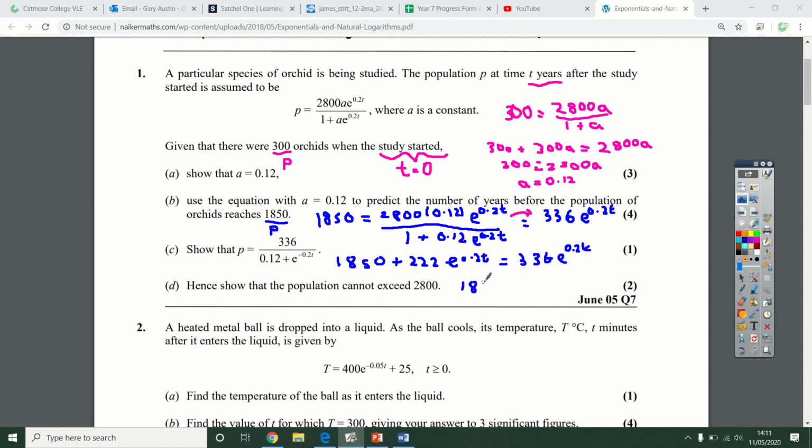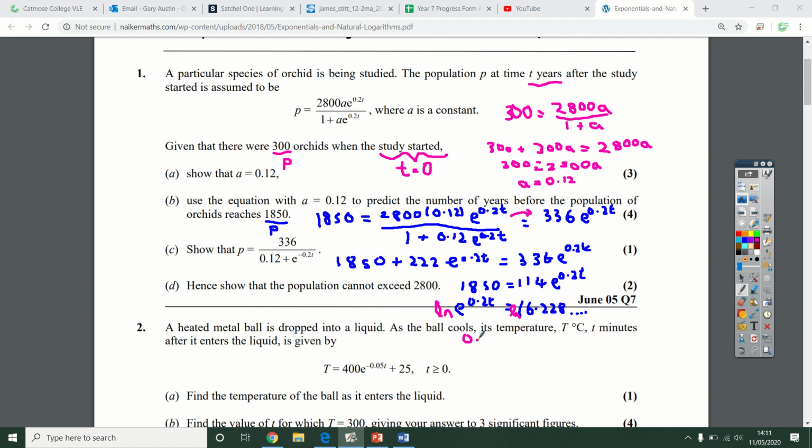So 1850 equals, what's this going to be? 114 e to the 0.2t. Divide by 114. 1850 divided by 114 is about 16.22. Now we're trying to get towards the value of t, so we need to take natural logs since we've got an e here. So take natural log there, natural log there.